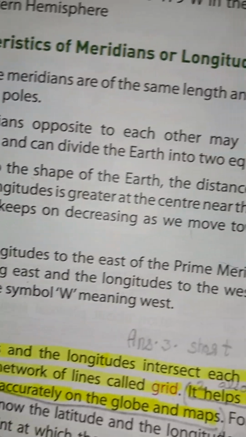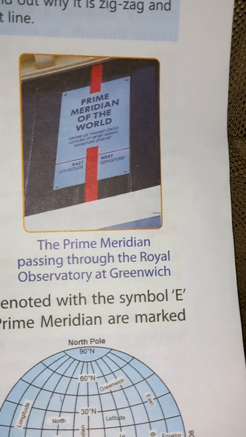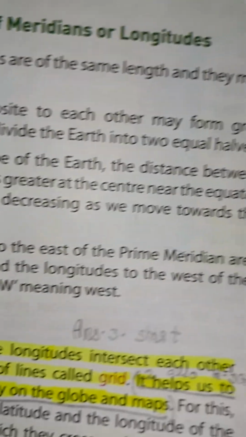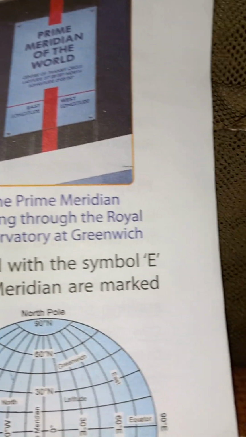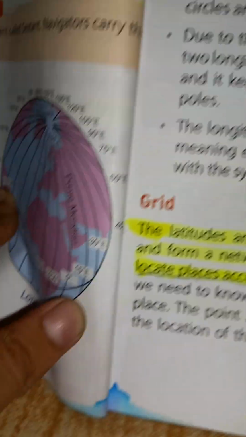The longitudes to the east of the prime meridian are denoted with the symbol E meaning east, and the longitudes to the west of the prime meridian are marked with the symbol W meaning west.